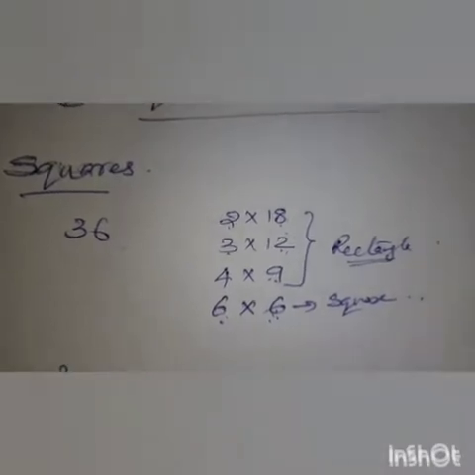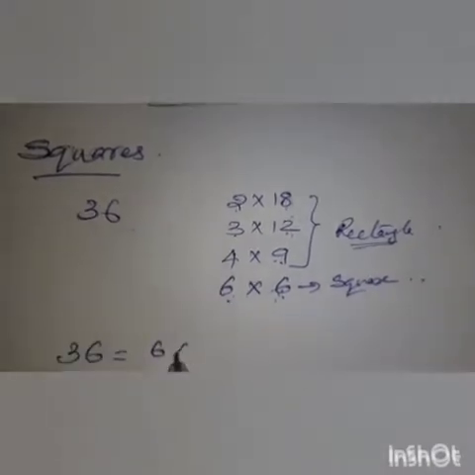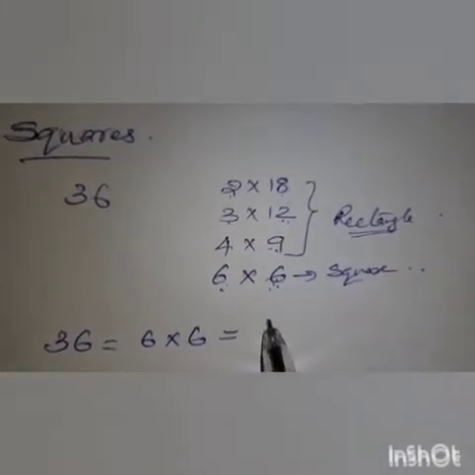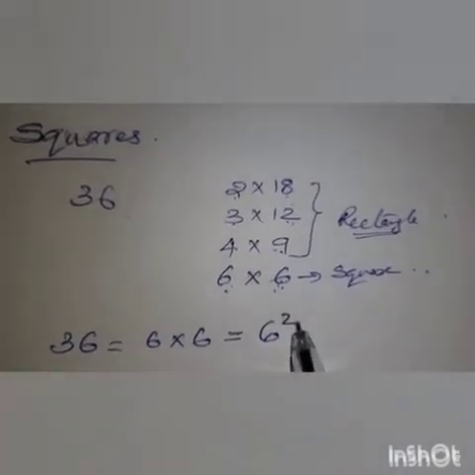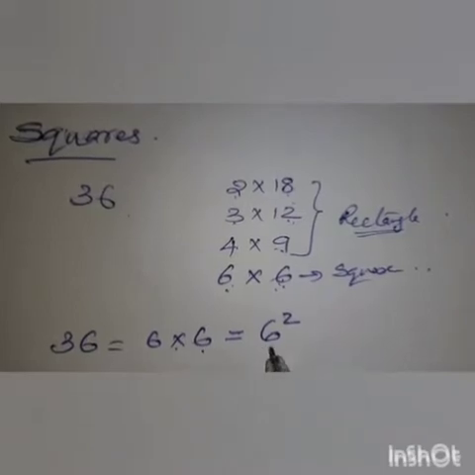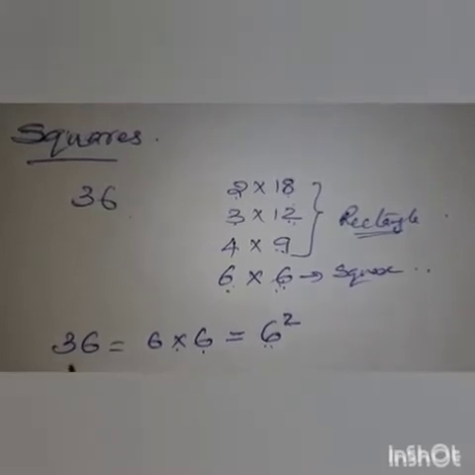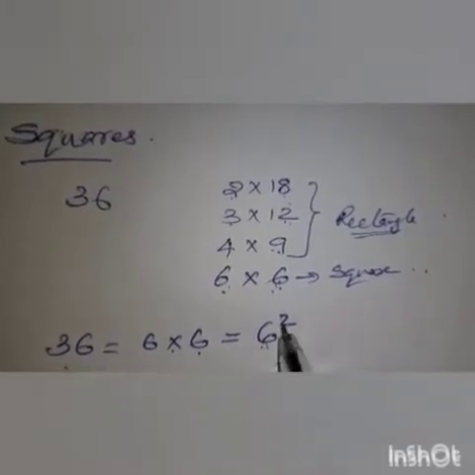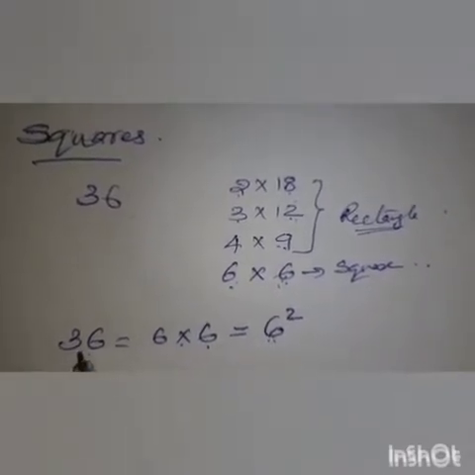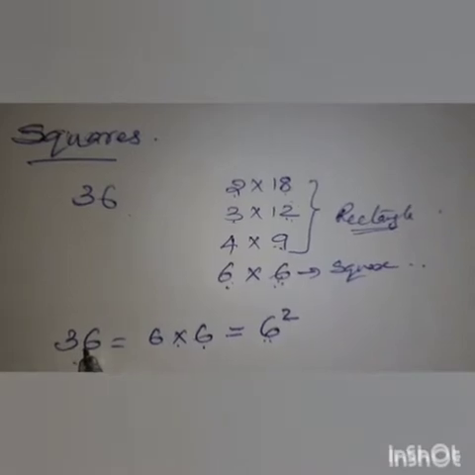Then see here. 36 we can write as 6 into 6. This we can write as 6 raised to 2, that is 6 multiplied by itself. So we can write the second power of 6 as 36. It is 6 square is 36. So the second power of 6 is 36.